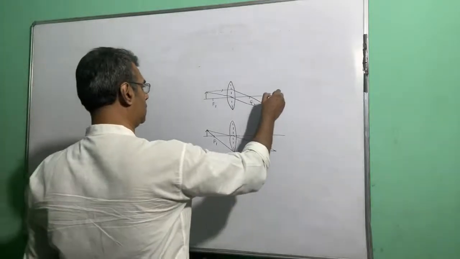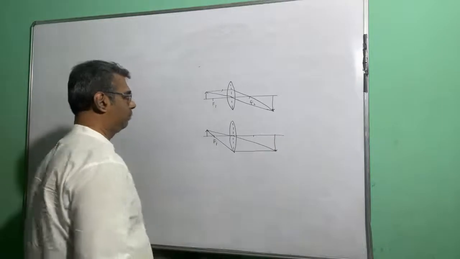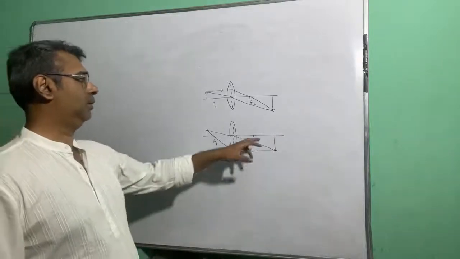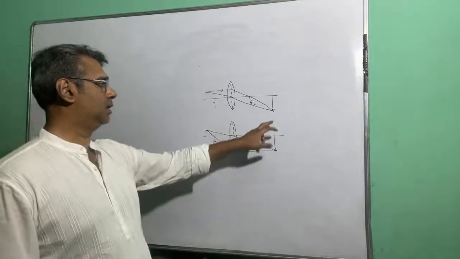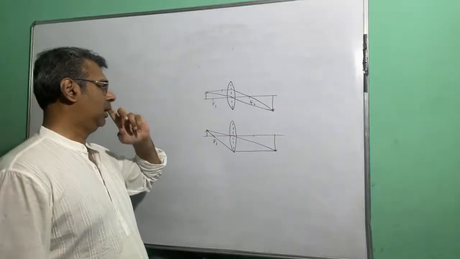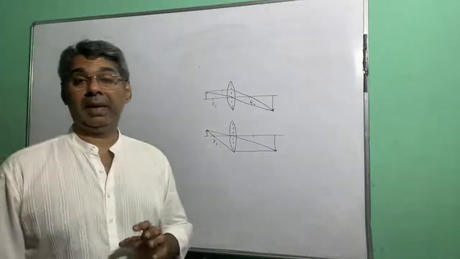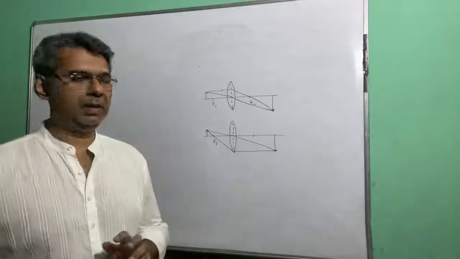So in both the cases, the image will be real, inverted and magnified. So you can see that whether it is this or this, the image is real, inverted and magnified. It is real, that's okay, but that we'll discuss in the next session.